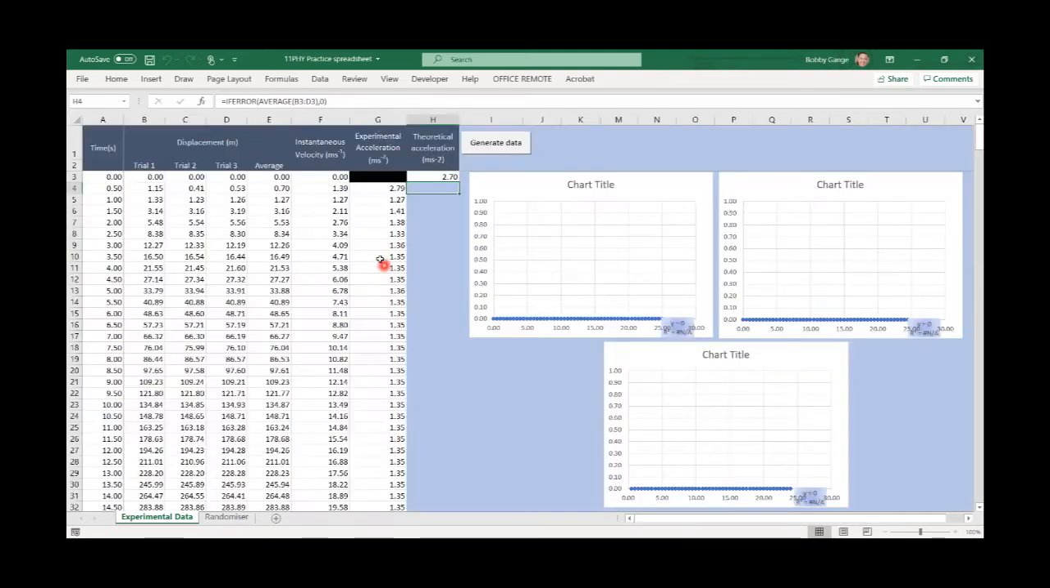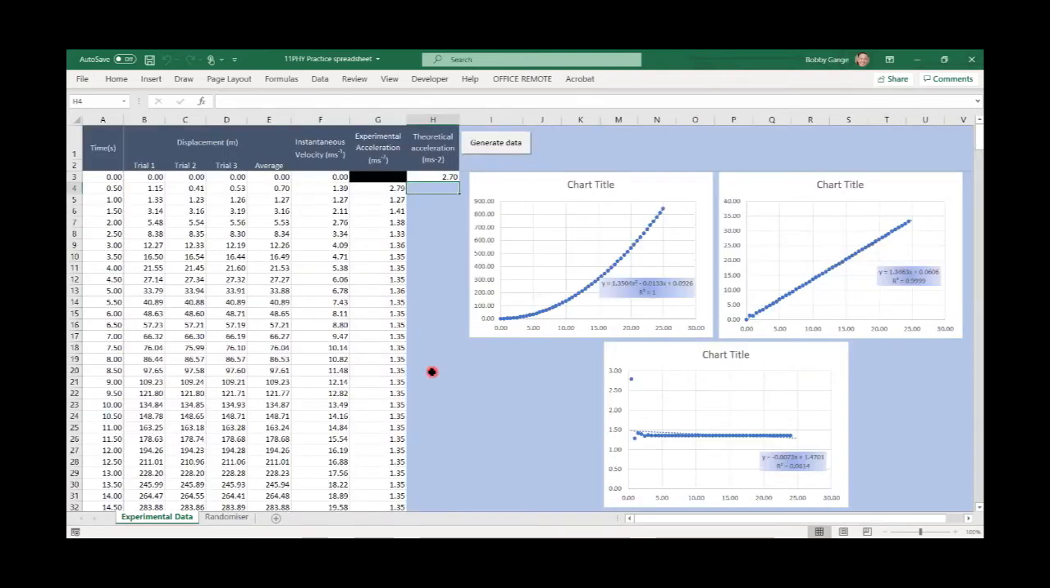Oh, you can't edit, Lachlan? Did you open it on Excel or did you open it on Google Sheets? Oh, I'll try again.